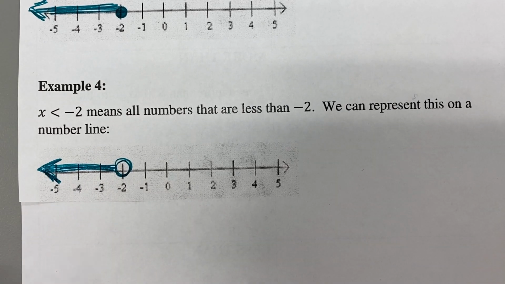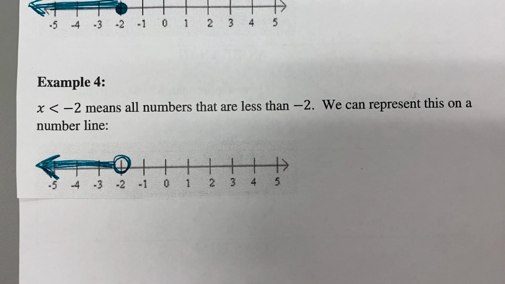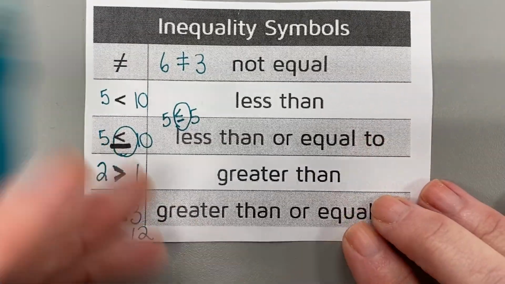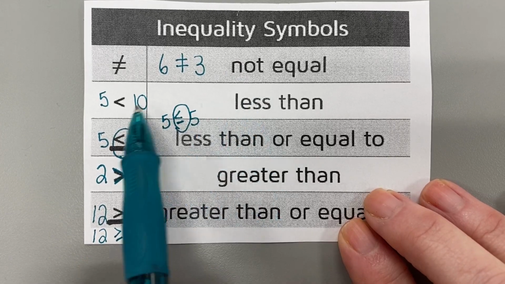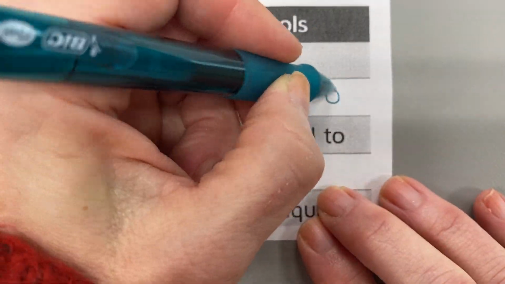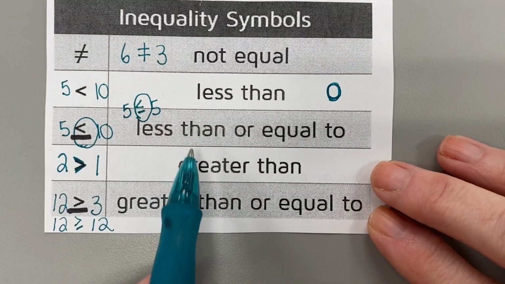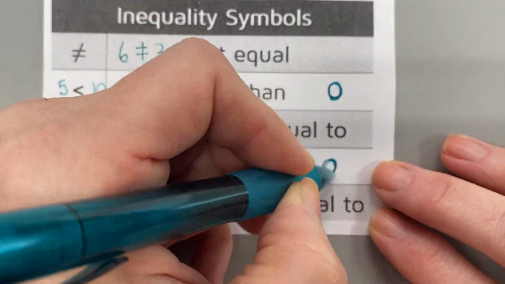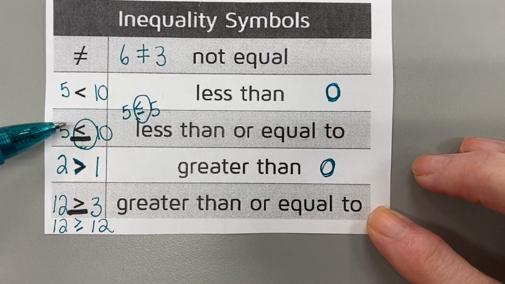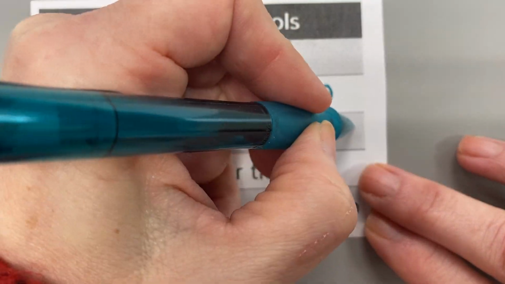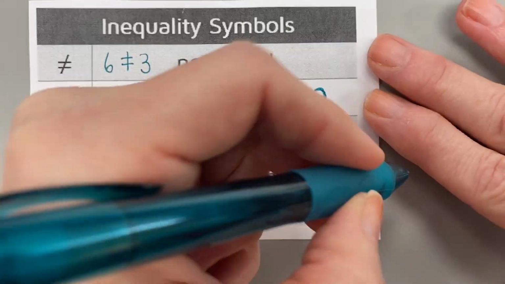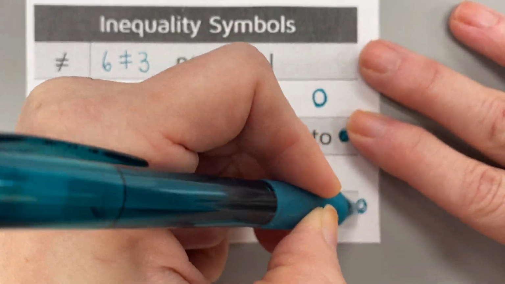Okay, so hopefully what you're realizing is for these symbols, let me go back to this symbol sheet here. When it's just less than, it's an open circle. And when it's just greater than, we're using an open circle. When it's less than or equal to, we use a closed circle. And greater than or equal to, we use a closed circle.